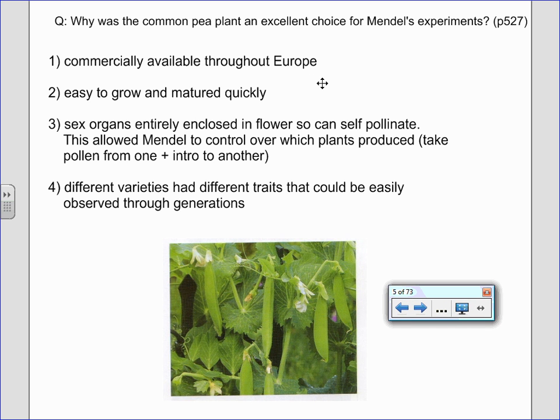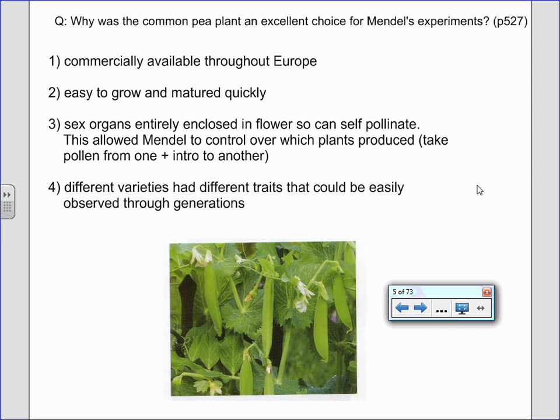Okay, so the pea plant was a really good choice for him because they were commercially available, so easy to get, easy to grow, and matured quickly. They had a lot of babies quickly. He could use them to self-pollinate and make sure that there was no cross-contamination because the sex organs were entirely closed in the flower. That was important so that he didn't have any cross-contamination between things either. He also was able to use different varieties that had different traits, and these could be easily observed through generations.